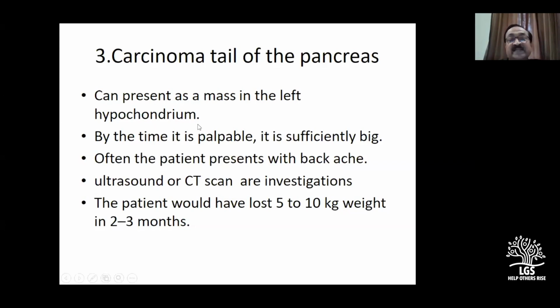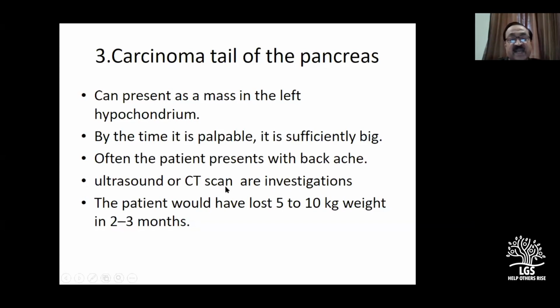But remember, by the time it is palpable, it is sufficiently big. First of all, pancreas is a deep-seated structure, especially the tail of the pancreas. By the time a mass from a carcinoma is palpable, invariably they would have gone to many doctors, including orthopedicians, for a backache, weight loss. By the time it is palpable, it has already infiltrated the spleen, in some cases the colon, and in some cases even the upper pole of the kidney. So carcinoma of the tail of the pancreas per se has a very poor prognosis because the presentation itself is fairly advanced.